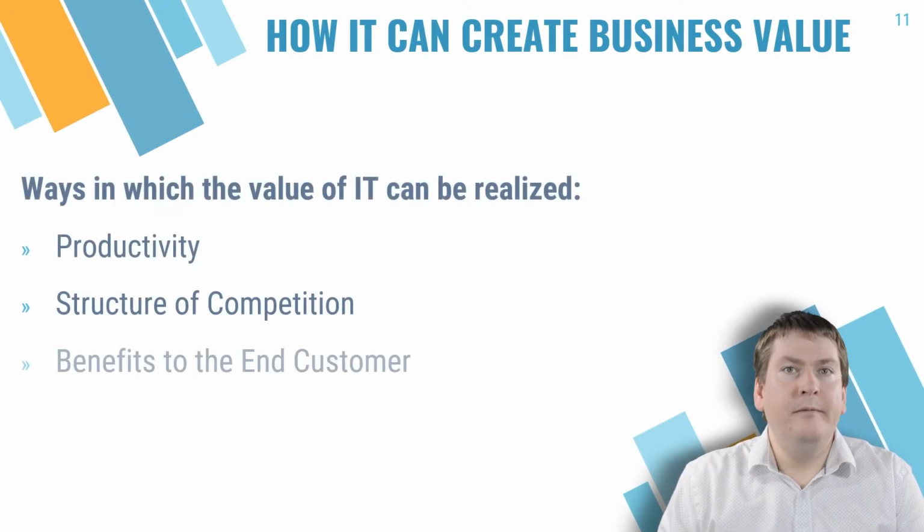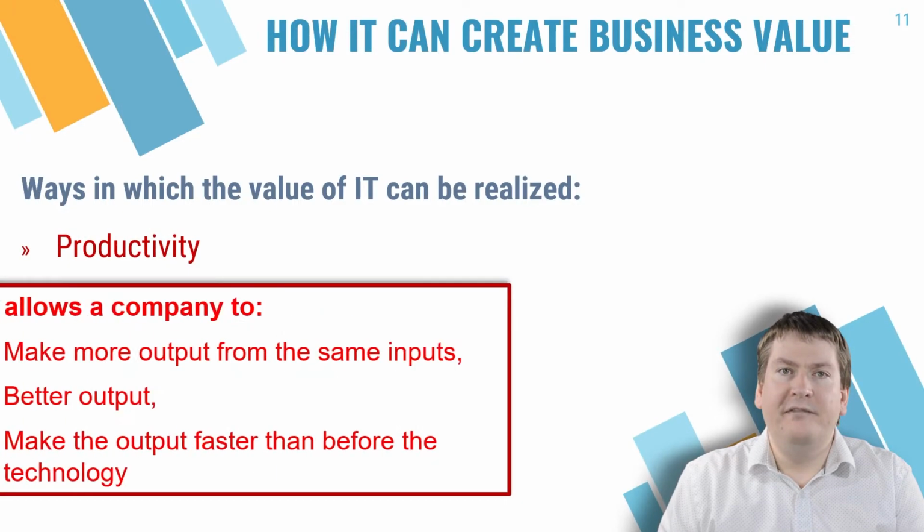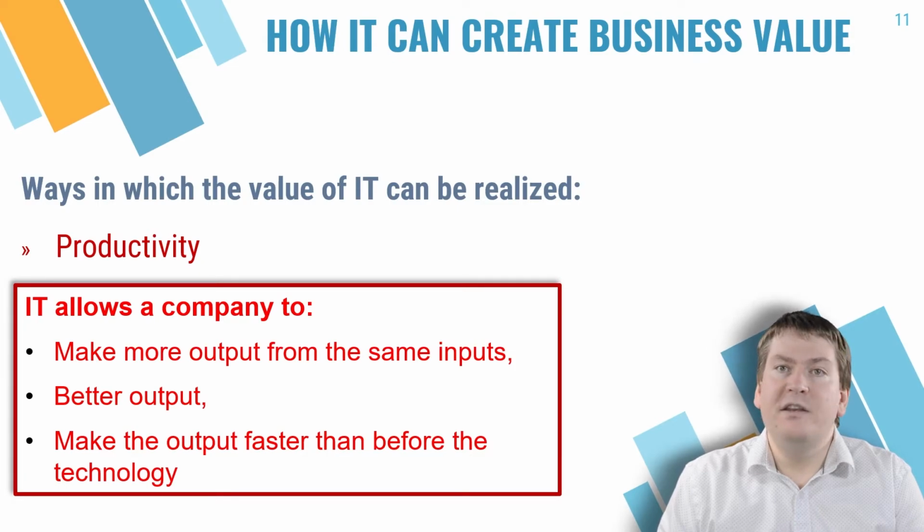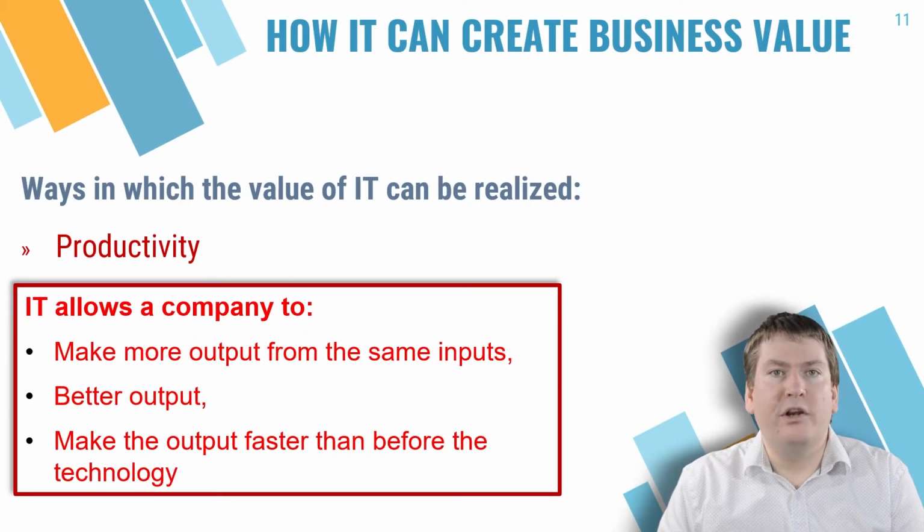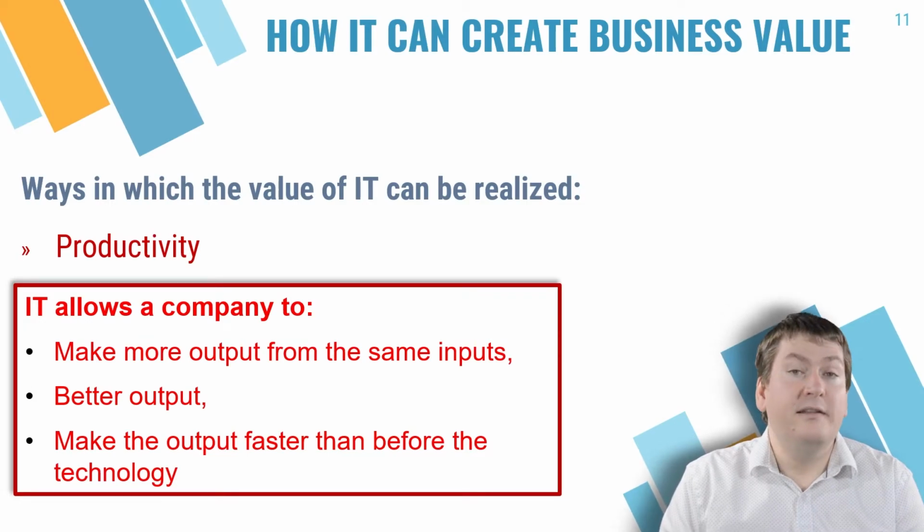These are through productivity, structure of competition, and benefits to the end consumer. Productivity describes how IT enables companies to make more outputs from the same inputs. This essentially means it allows a company to do more with less. For example, if our company makes rubber ducks using a 3D printer, investing more into IT, such as automating more of the ordering and printing process, would save our employees time and allow them to work more efficiently, creating more ducks in the same amount of time, or alternatively, maybe a better printer would waste less filament and allow us to make more ducks while using less resources.